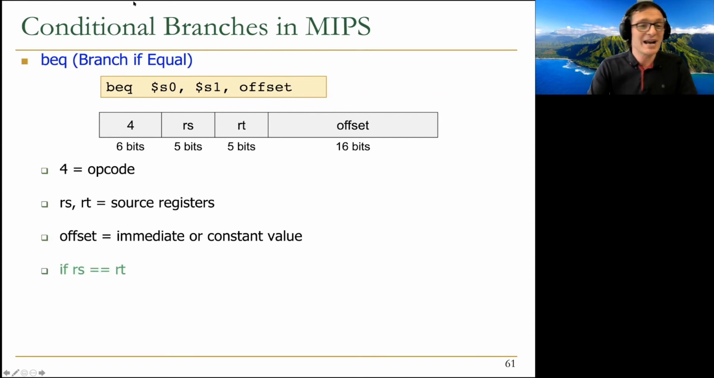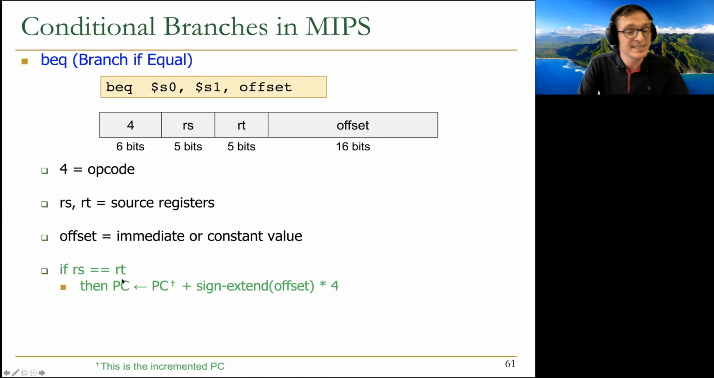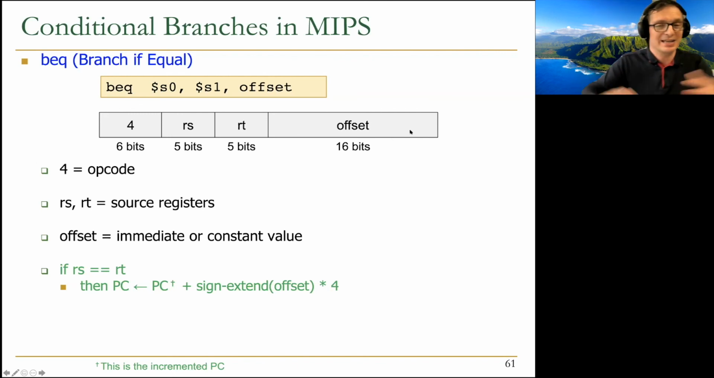So basically, branch equal checks if the value in RS is equal to the value in RT. And if that's the case, then PC gets the target address, where the target address is computed as PC plus the sign extended 16-bit offset multiplied by 4. So you can see that you can actually jump to a much larger space in memory in the program. And you multiply it by 4 because you specify the offset in terms of bytes, as you can see, because this is byte addressable.